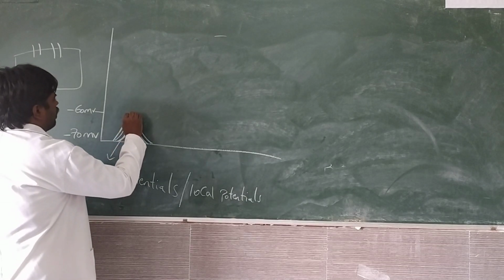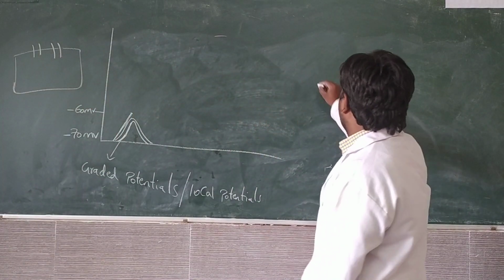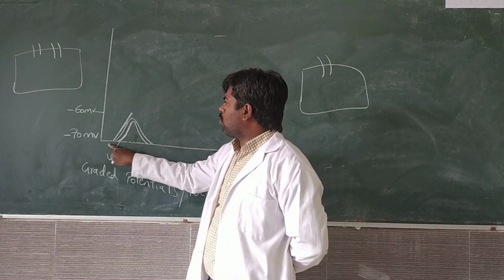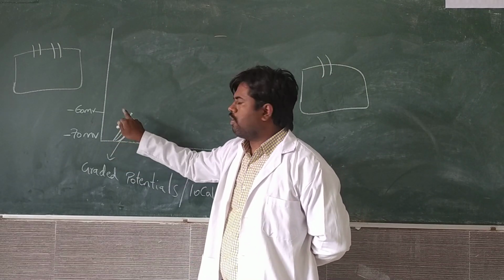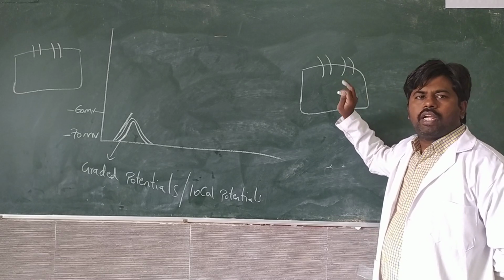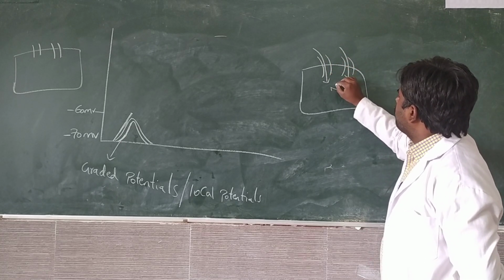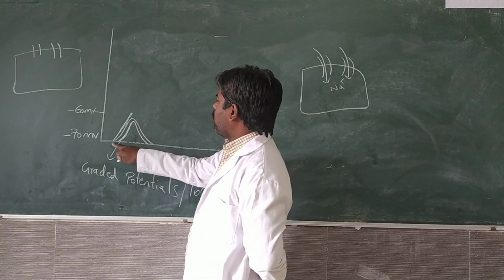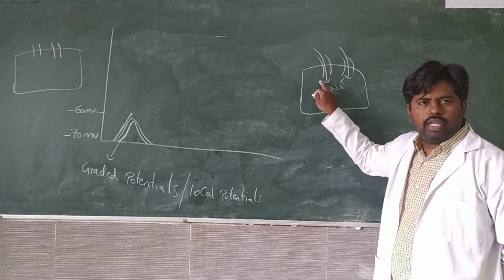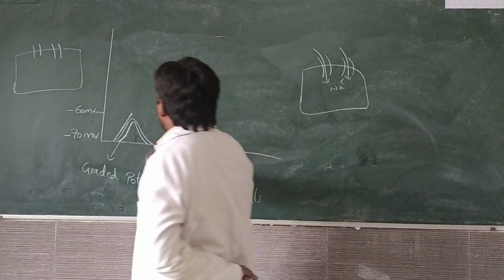So what happens when these mechanical gates are opened? I will draw here. Imagine this is the cell membrane. Initially, when you give the strong stimulus and it reaches the threshold level of minus 60 millivolts, the mechanical sodium channels will be opened, and there is an influx of sodium ions. So the initial positivity is due to opening of mechanical sodium channels. Later on, it reaches the peak.